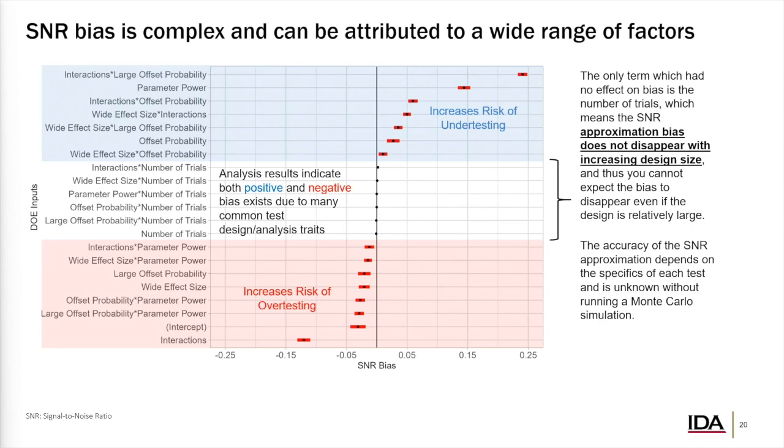That has the largest negative bias, whereas when you combine interactions and you have a large offset probability, you have an extremely positive bias. There are actually a bunch of examples of dramatic sign changes depending on the exact specifics of your model, which means the accuracy of this tool is really going to depend on the exact specifics of your design. You don't know if the SNR approximation is accurate unless you conduct a Monte Carlo analysis, which is to say, just do the Monte Carlo analysis.